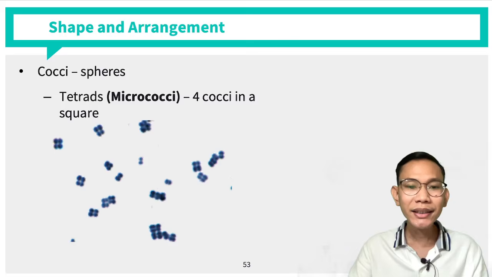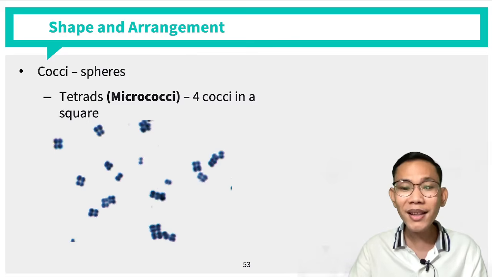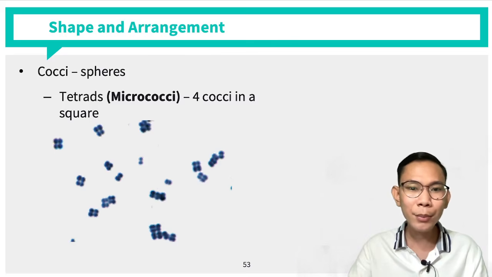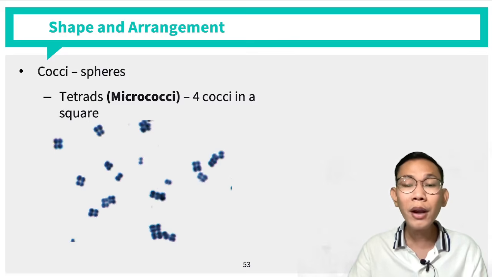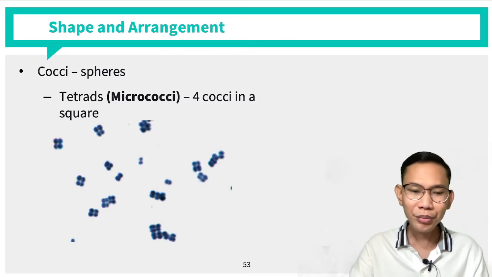Next, we have your tetrads. We have your micrococci. So these are 4 cocci in a square. These are tetrad bacteria arranged in a group of 4 cells that remain attached and grow in attachment after cell division. This arrangement results when the cells divide in 2 different planes. So very simple: 4 cocci in a square. This is now your tetrads or your micrococci.